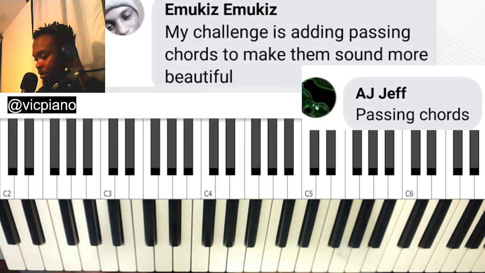The next passing chord I'll give you, which is outside your scale, is this one. This is your flat 7. So you can use your flat 7 as a passing chord to your chord 4. It's very popular. Anyways, hold the chord like this.